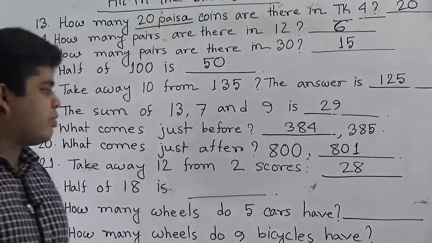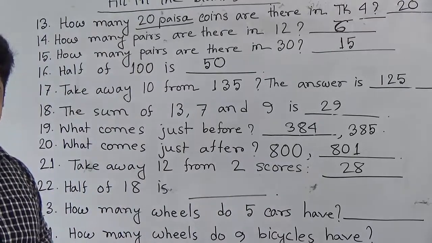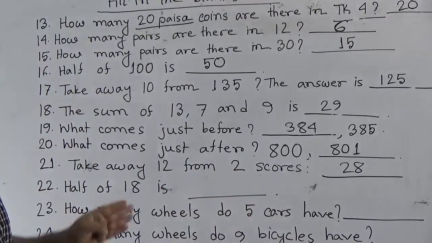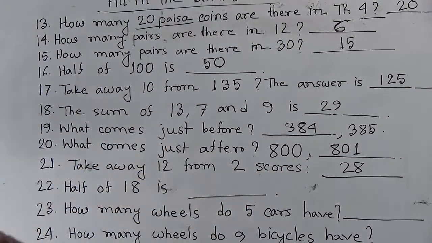And you need to memorize 1 score equals how many things. If you don't know 1 score equals how many things, you can't give the answer of this question. Okay. So we need to know 1 score equals 20 things.